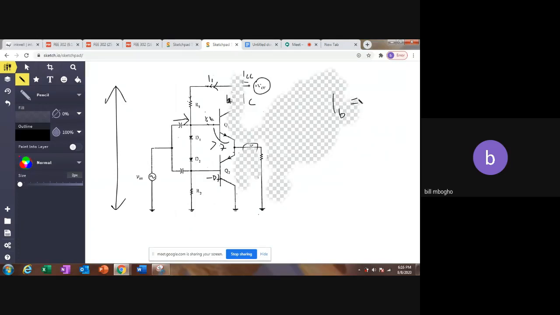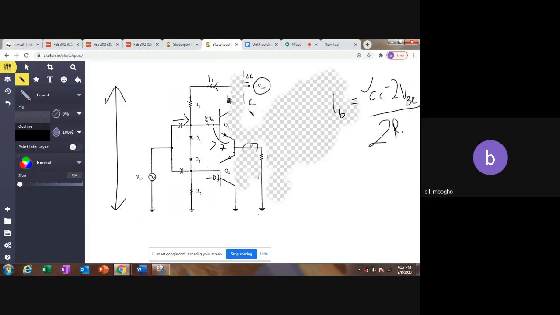So the formula is I bias is equal to VCC minus 2 VBE. Obviously 2, because there are two diodes here, over 2R1. It's actually supposed to be R1 plus R2, but a lot of the times it tells us that R1 is equal to R2. So this is just going to be our formula for I bias. This is how we get the biasing current.